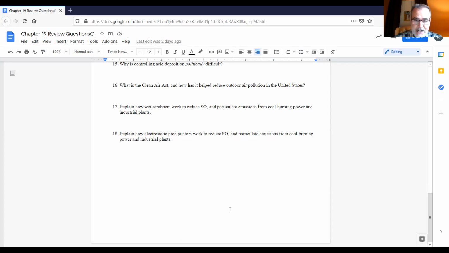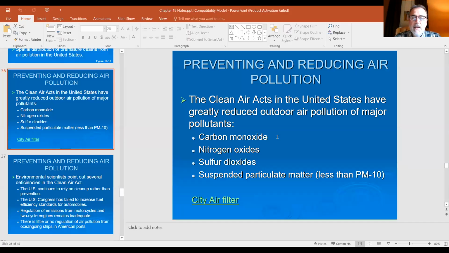And so with the Clean Air Act, let me bring this up here too. So it's legislation that's a very powerful one, that has greatly reduced carbon monoxide, nitrogen oxide, sulfur dioxide, suspended particulate matter. It limits what can be released and produced by certain industries. When we have a refinery for gasoline, there are going to be emissions. It's just the way it is.